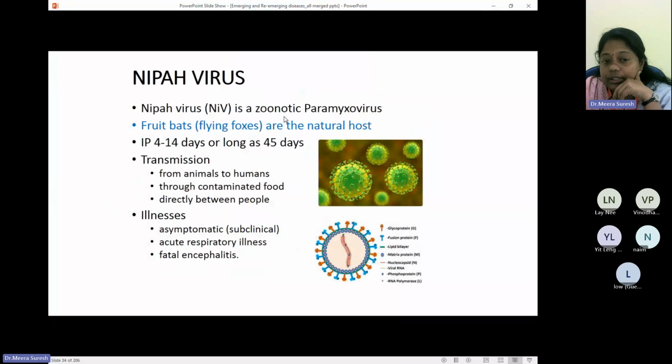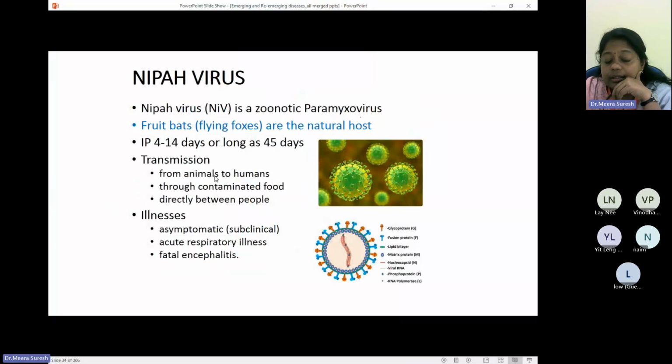So the Nipah virus is a zoonotic virus belonging to the paramyxo group. Fruit bats or flying foxes are the natural host. Incubation period is 4 to 14 days or as long as 45 days. But in the case that appeared in Kerala, the incubation period was 4 to 14 days. I mean, even less than that, 3 to 4 days. Because all these deaths, 18 cases and 17 deaths, happened in a span of 1 or 2 weeks, not more than that.